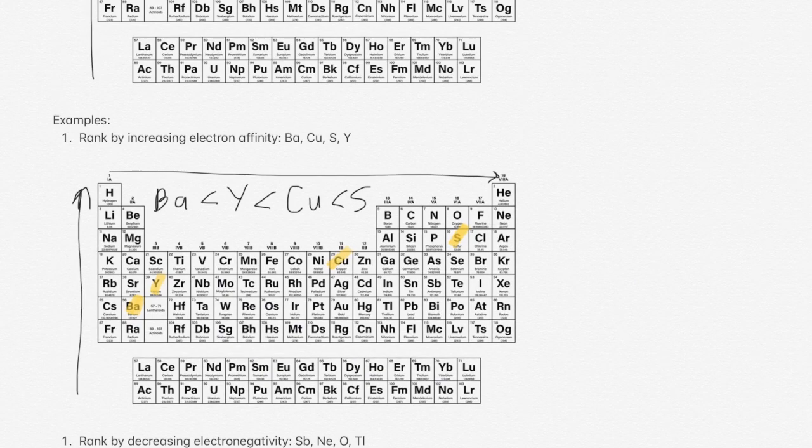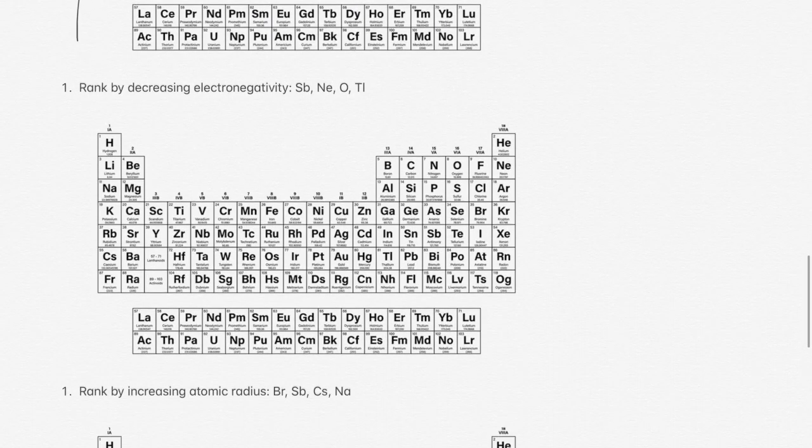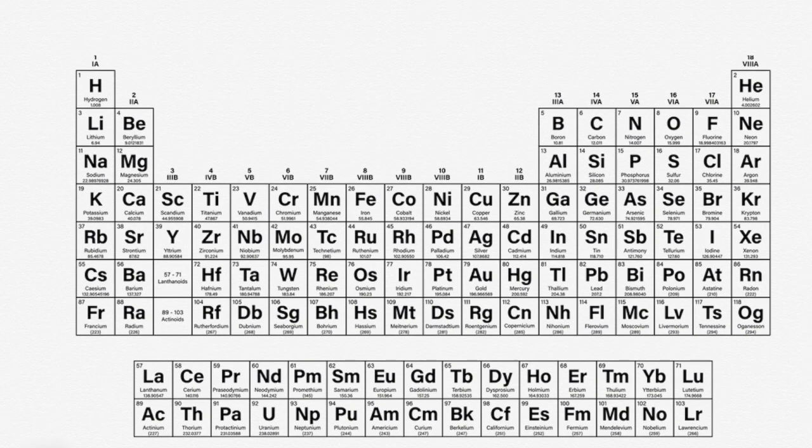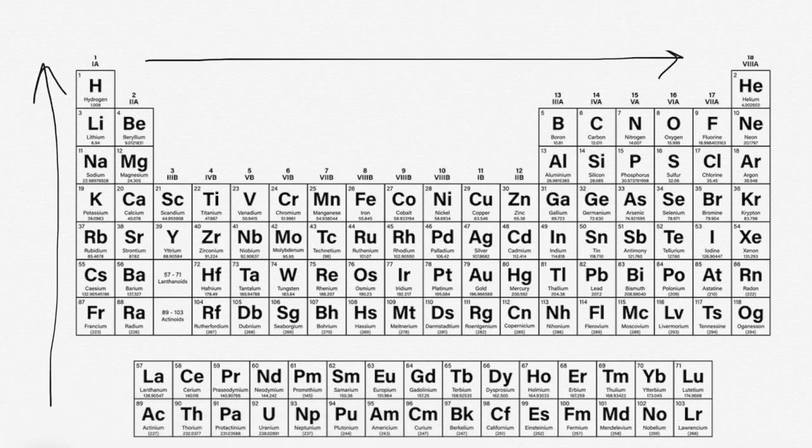Now in our next problem, we're going to rank the following elements by decreasing electronegativity. I'll give you a chance to work on this by yourself, and then we can work on it together. We know that electronegativity increases from left to right and from bottom to top, because the further right we go, the more the atom wants to keep its electron.